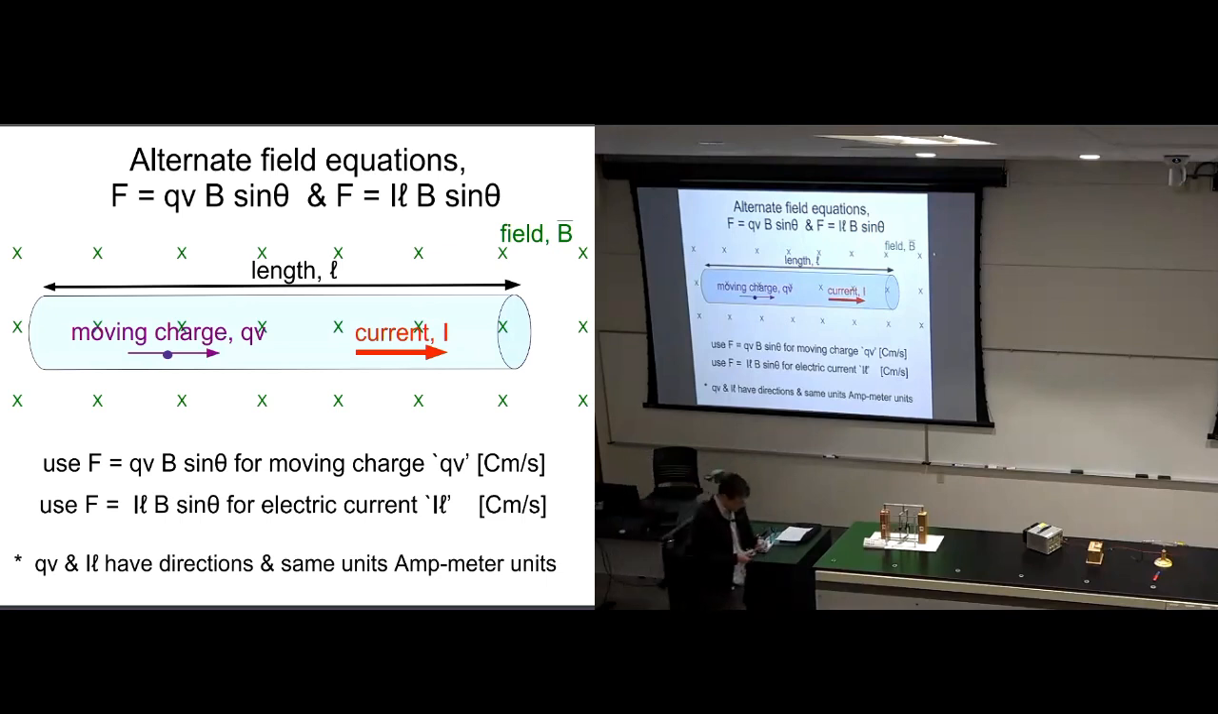This slide just introduces this new alternate version of the field equation for magnetism and compares it to the old familiar field equation for magnetism. So QVB sine theta is the old field equation. Remember, it relates the property that experiences magnetic forces and the field that carries the magnetic force to the magnetic force itself.